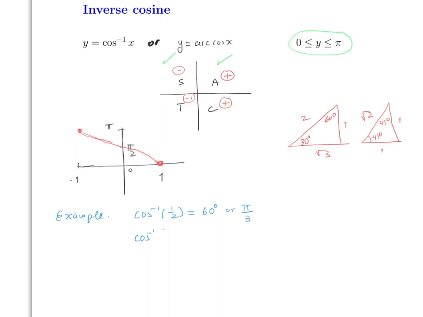Similarly, what is cosine inverse of 0? Well, cosine inverse of 0 is 90 degrees or pi over 2. Why is it 90 degrees? Remember, the graph of cosine looks like this, where this is pi over 2, this is 3 pi over 2, and this was 1, negative 1. Okay, so this is what we did last time.